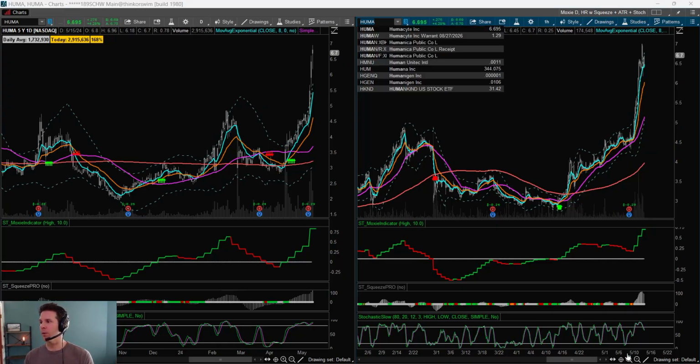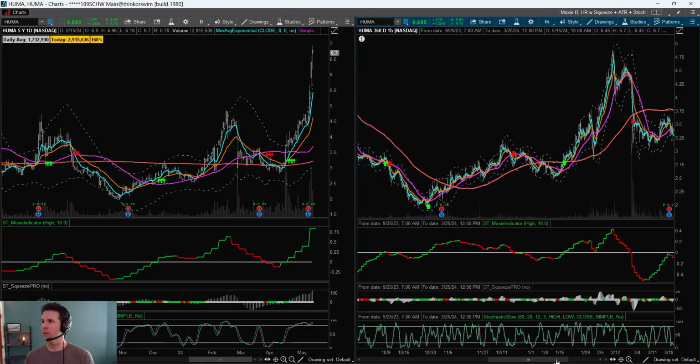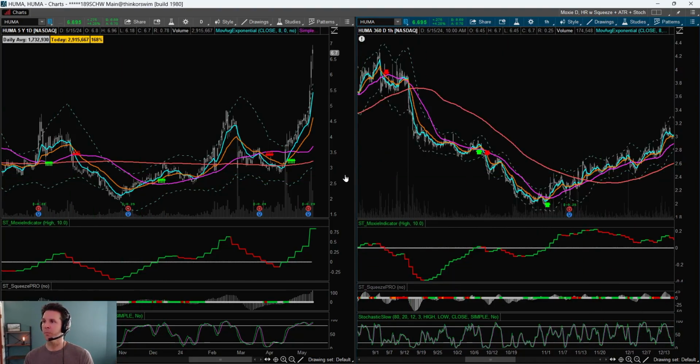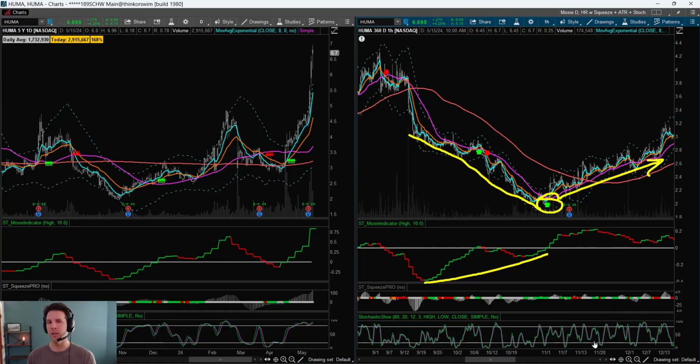So let me back this up a little bit, see if there are any other instances. And yep, sure enough, look at this. So right in through here, you can see, here's this, this is a big one. Price down, Moxie indicator up. There's your Moxie price trigger, and then you can see how price continued to the upside.